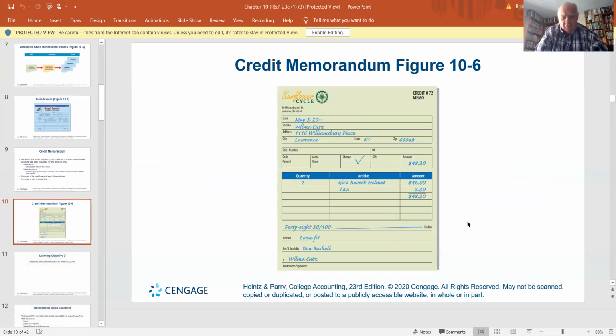But don't worry about the form credit memo. I think they're old fashioned. These days, you just get online and you email or text your business associate and say, I'm returning something. And they reply, no problem. That's your credit memo.